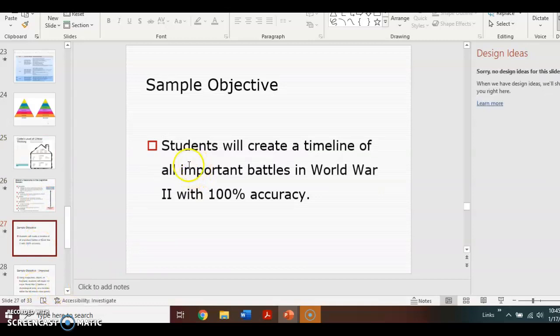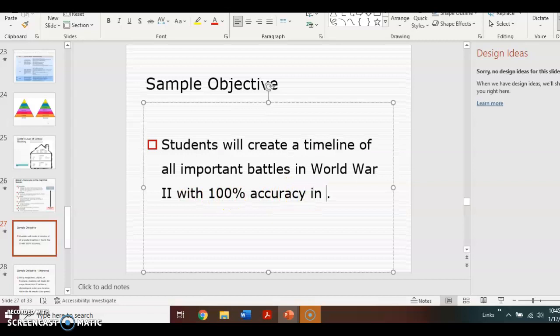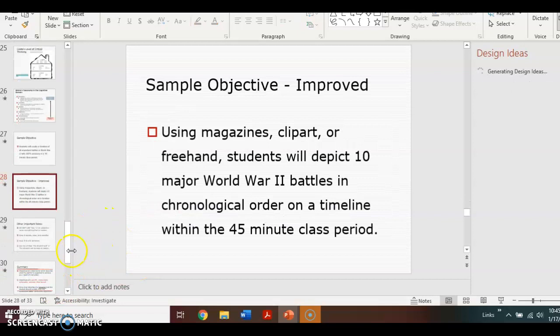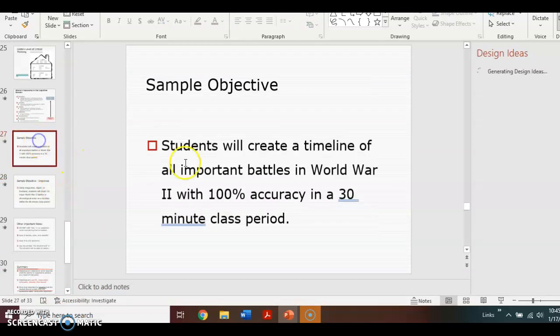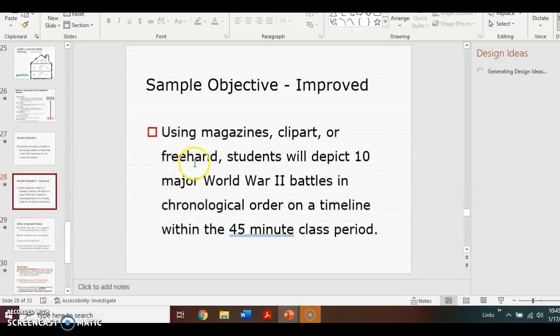So we always start an objective with students will, and then here's the verb. They will create a timeline of all important battles in World War II with 100% accuracy, and I would add in a 30-minute class period. All right, that makes it timely. All right, this is measurable, and that's how you would write your objective.